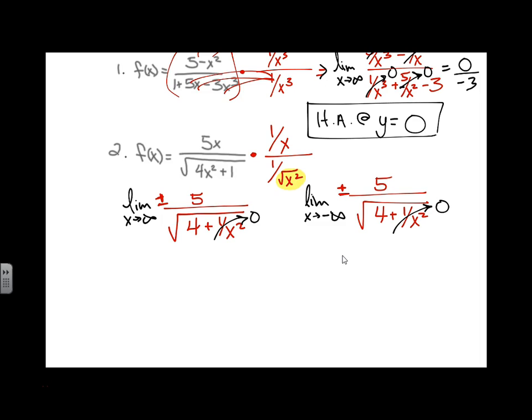Question. If x is approaching positive infinity, then what sign should my x's have? A positive. In which case, I would need to make this a positive. And in this one, if x's are negative, I need to choose the negative. Here's the sad or the weird thing, I should say.